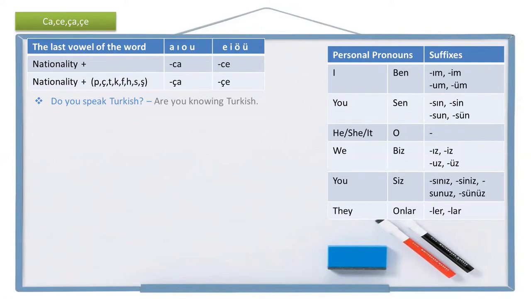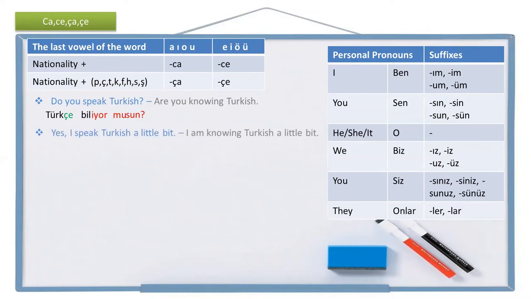So let's try to write it. Turkish as a nationality is Türk. When I add the suffix çe, Türkçe, it becomes the language. Know, bil, knowing, biliyor. Mu is the question suffix, and sun is the person pronoun suffix in the end. So do you speak Turkish? Türkçe biliyor musun?